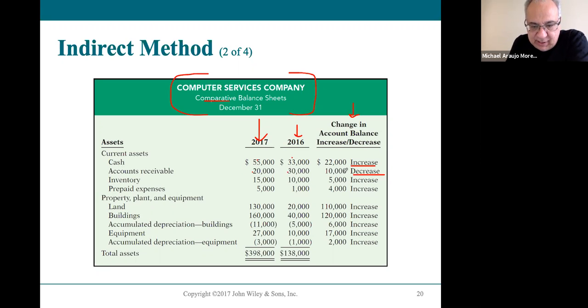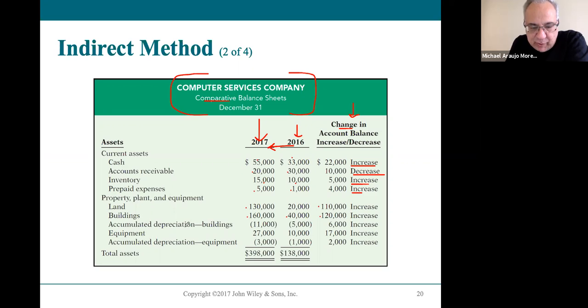That's a $10,000 decrease. Again, we're going from 2016 to 2017 when we are noting the changes, not the other way around. So for inventory, we went from $10,000 of inventory to $15,000. That's $5,000 more. It's a $5,000 increase. Prepaid from $1,000 to $5,000. That's $4,000 more. So all of these have to be noted. Like land increased by 100, and that's a pretty large increase there, right? Buildings increased by 100. That's a very large increase there as well.